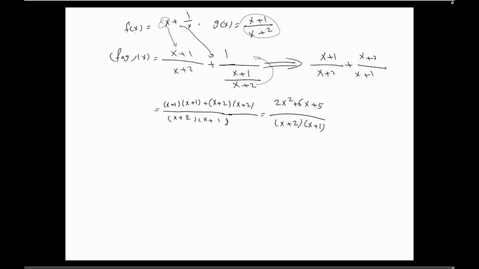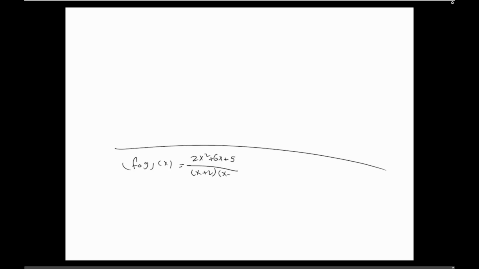And if we want to get the domain, we can't divide by 0, so we don't want to get 0 over here. Oh, sorry about that. The result disappeared. So let me write the result again. And we have the x plus 2, x plus 1, and we want to get the domain, and we don't want to divide by 0.